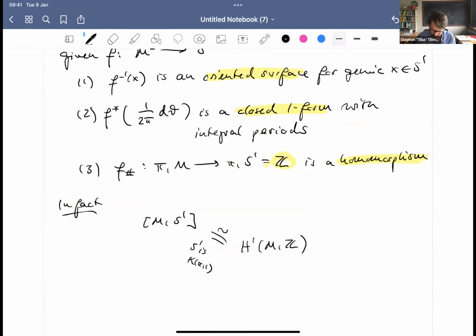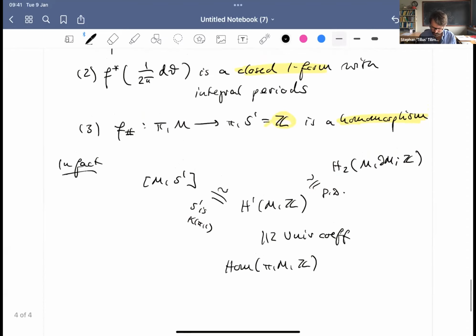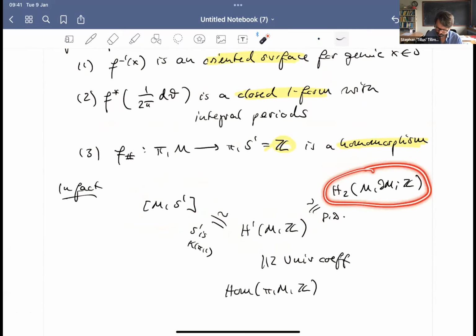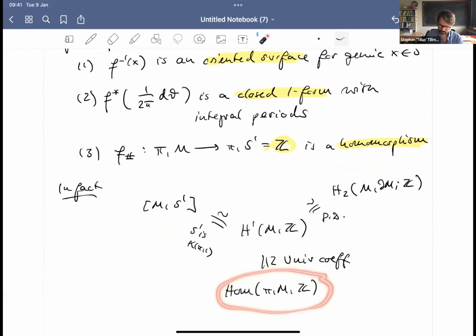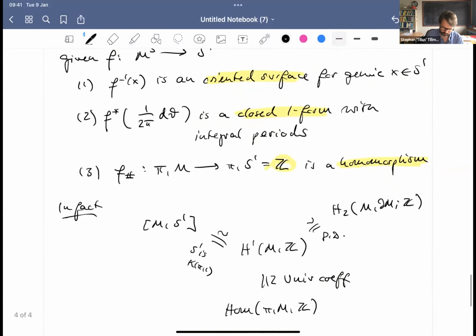And then this here, of course, by Poincaré duality, is the same as H lower 2 of M rel boundary M with Z coefficients. And then by the universal coefficients theorem, this is the same as thinking about homomorphisms from pi1 of M to Z. So this is really how I now bring these three things together, right? Here's my map to the circle, here's my form, here's my oriented surface, and here is my homomorphism. It's really through these isomorphisms that we often like to move between different things and think about this kind of situation here.